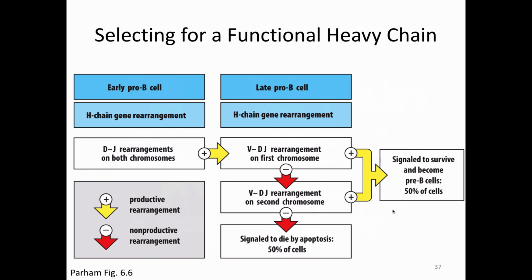So if the first one fails, see here it fails with the negative sign and the red arrow because it's sad. Then we try the second chromosome. If the second chromosome makes a heavy chain, then in fact that B cell is going to survive. If the second chromosome also fails, then the cell dies. And you can see half of the cells fail with both chromosomes and are just out of luck.